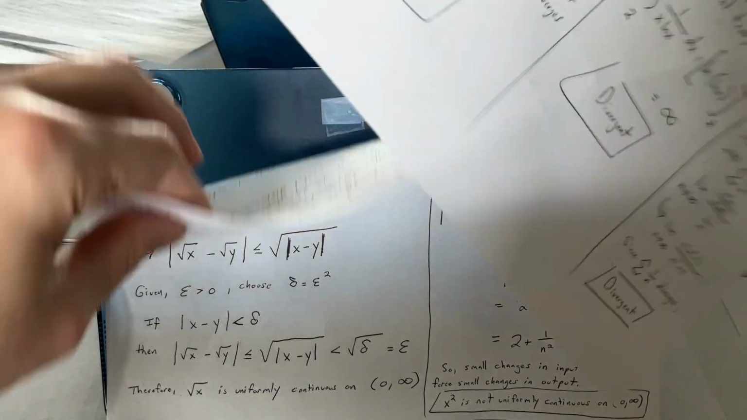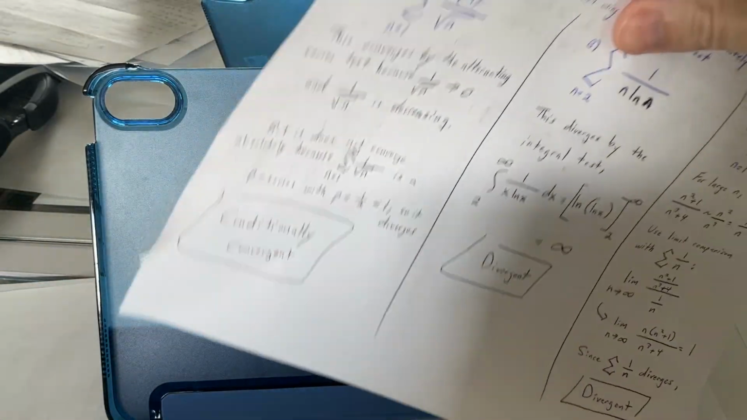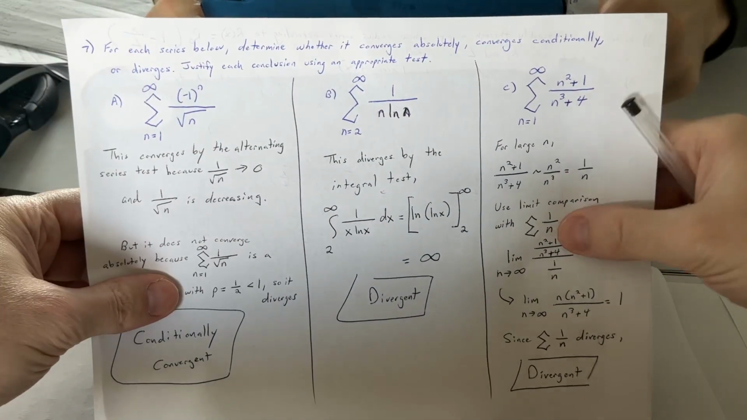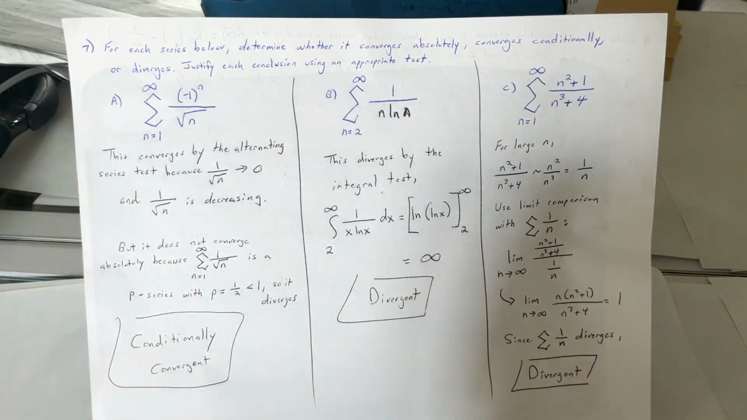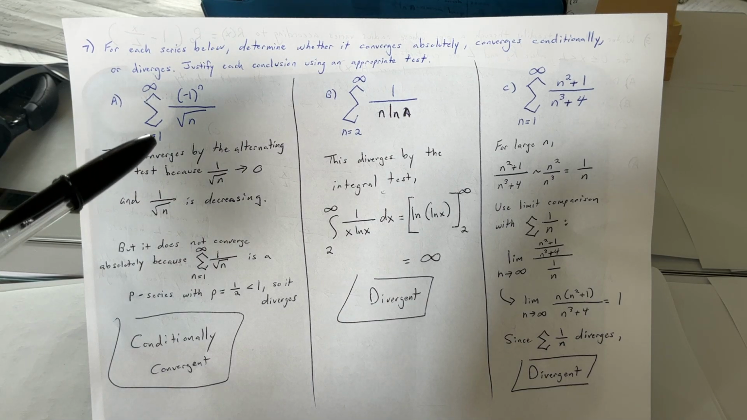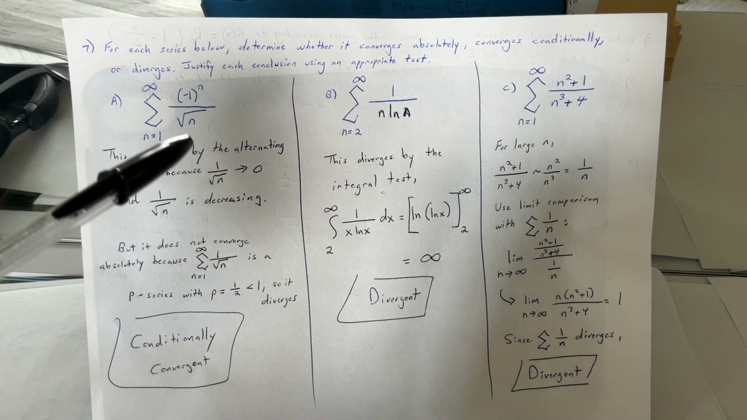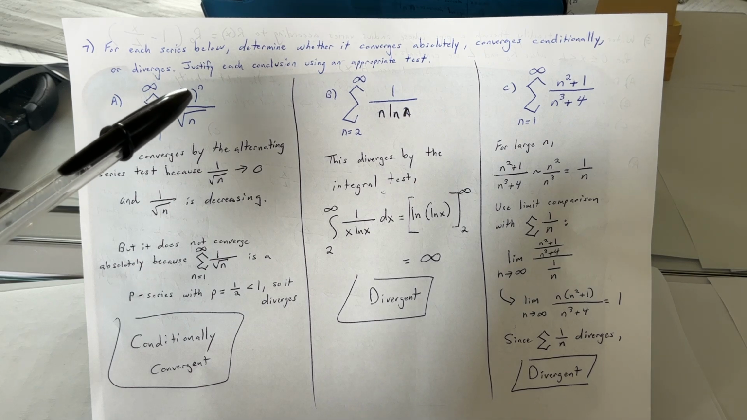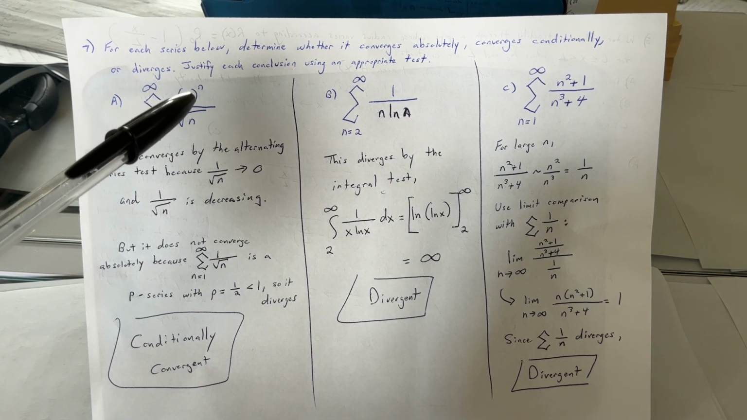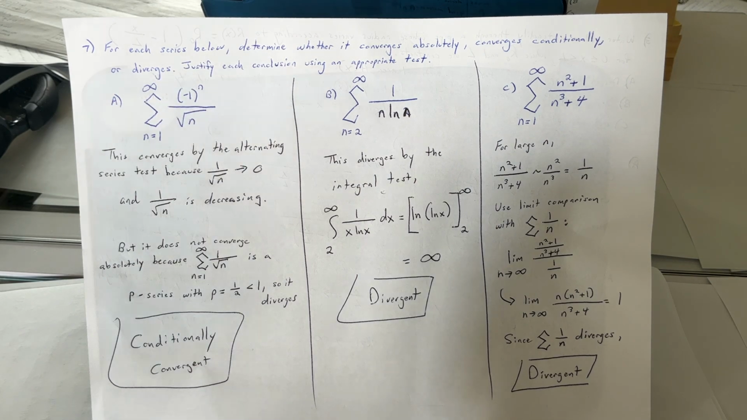Moving to number 7. For each series below, determine whether it converges absolutely, converges conditionally, or diverges. Justify each conclusion using an appropriate test. So for letter A, we have the sum from n equals 1 to infinity of negative 1 to the n over square root of n.